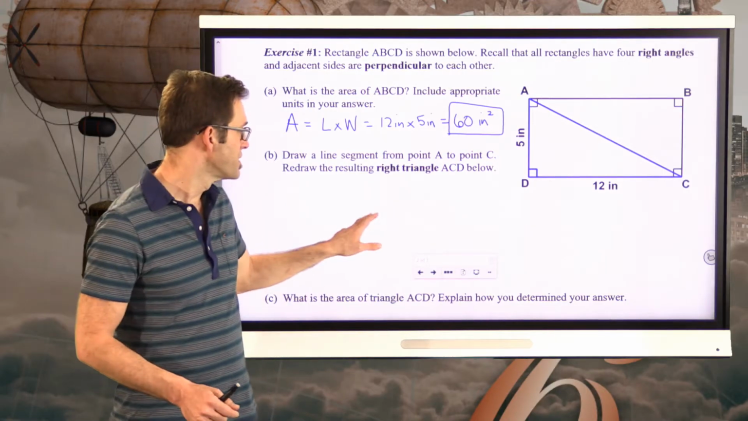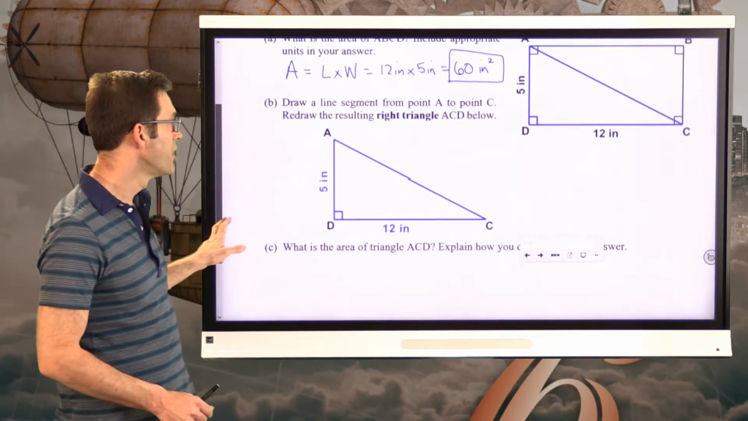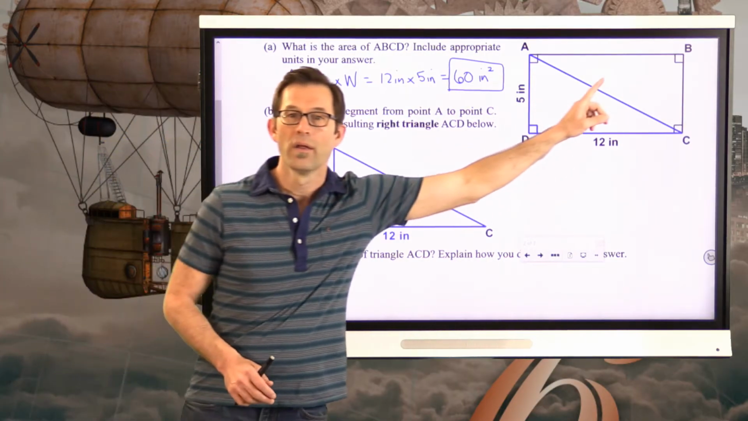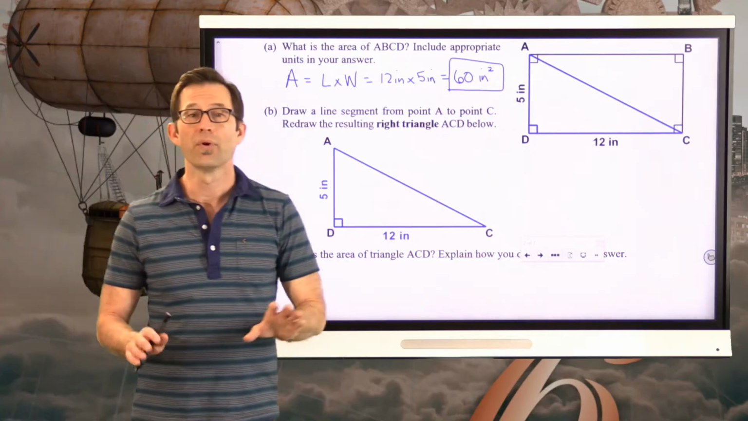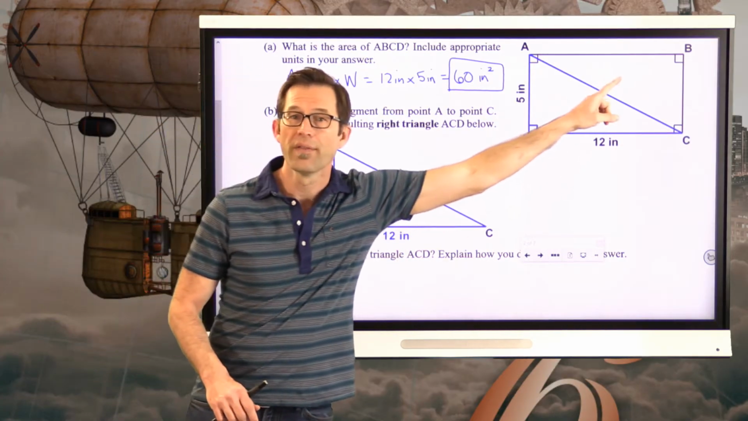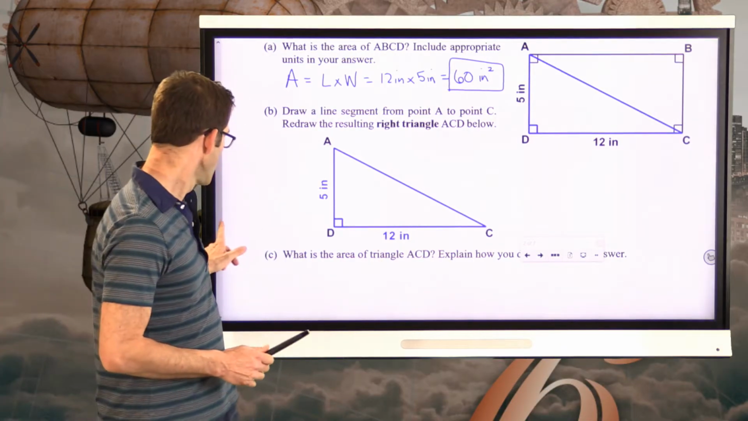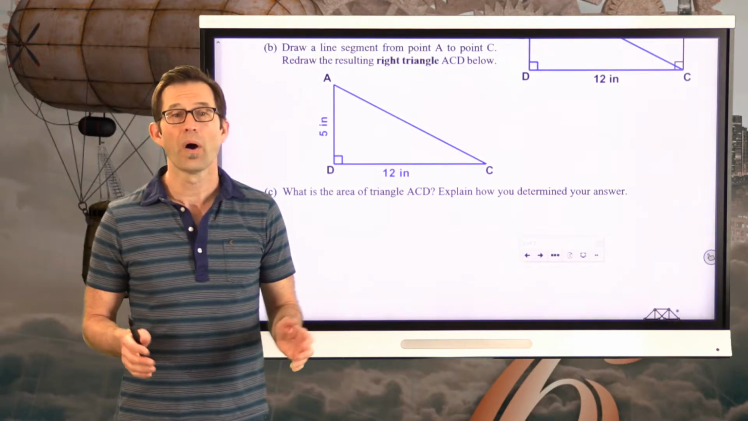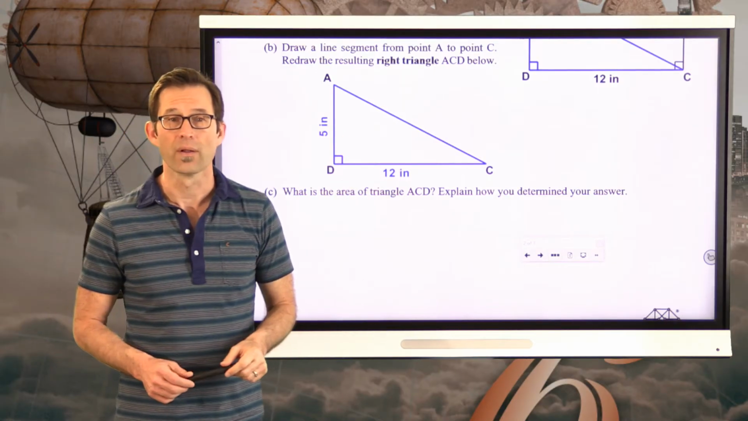All right. So that's easy enough. Let's get that right triangle in there. There it is. Now, if it isn't obvious, this right triangle is the same as that right triangle. We could see that by taking that right triangle, maybe putting it on tracing paper, rotating it, and we'd find that it was the exact same as that one. Which leads us to letter C. What is the area of triangle ACD? Explain how you determined your answer. Well, I'd like you to pause the video now and tell me how many square inches lie inside of that triangle.